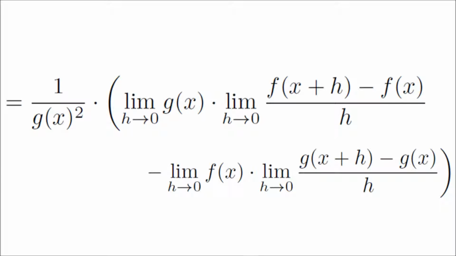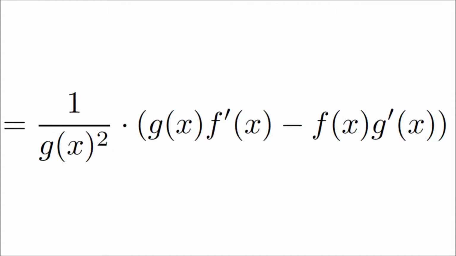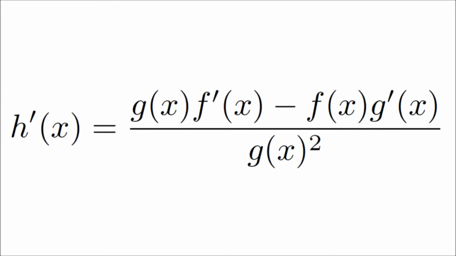Notice that the limit as h approaches 0 of g of x is just g of x, and the limit as h approaches 0 of f of x is just f of x, as neither of these expressions have h in them. Also notice that the limit as h approaches 0 of f of x plus h minus f of x over h is the definition of the derivative of f of x, and likewise for g of x. So we have 1 over g of x squared times g of x times f prime of x minus f of x times g prime of x. If we factor back in the 1 over g of x squared, we get the expression we set out to prove.